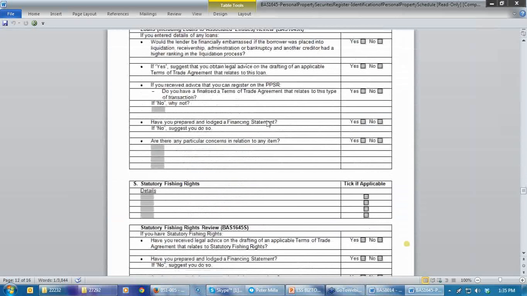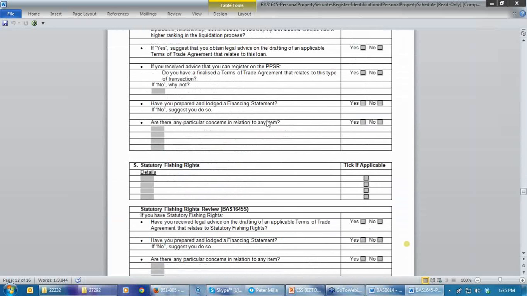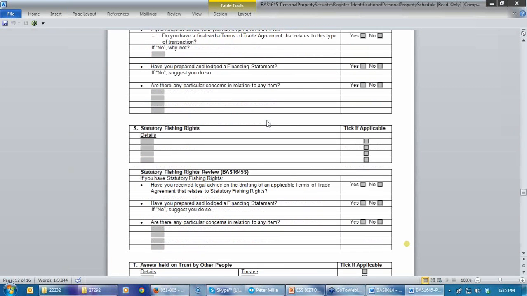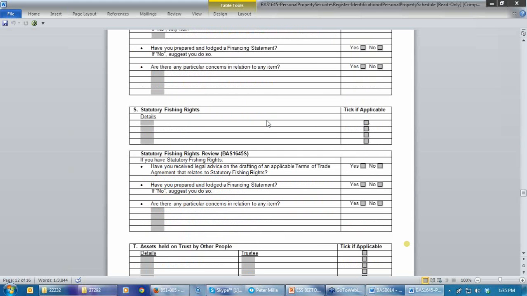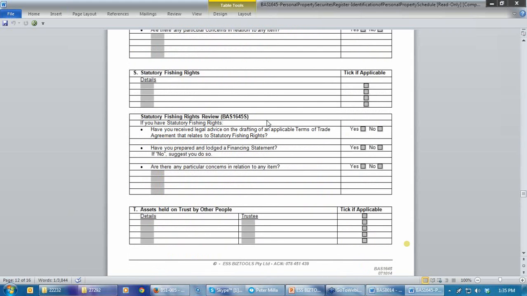Statutory fishing rights, it's in the legislation, that's what I included in the form. I haven't found anyone that's told me what it's all about yet, but obviously there are statutory fishing rights around Australia, and if they exist and you have a client that's got them, it would appear to me that you should be making sure they're registered under this legislation.